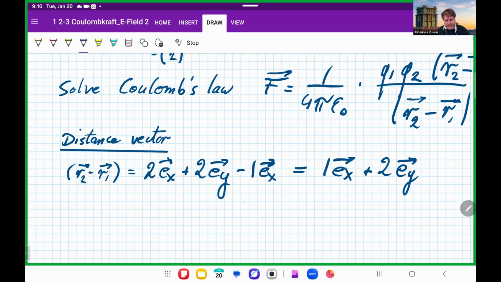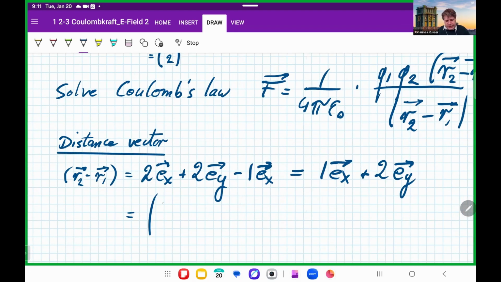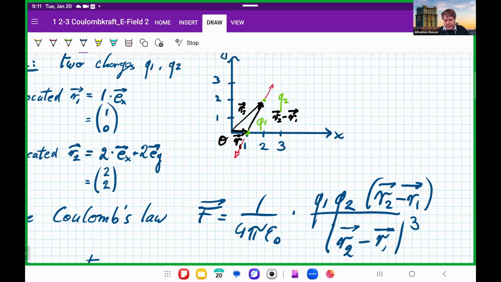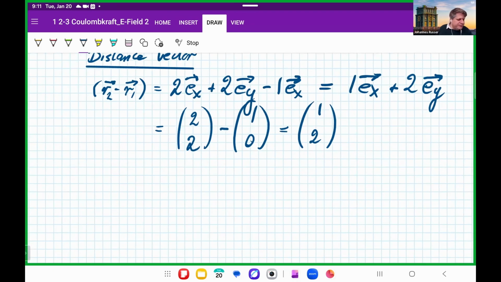Or you can write it in this other notation where you put the vectors in these columns. Then you have the first one is 2, 2, and R1 is 1, 0, and then you are doing it component-wise, and you are at the vector 1, 2. It's also matching what we have plotted here. You see the distance from Q1 to Q2 is 1 in x direction, 2 in y direction.